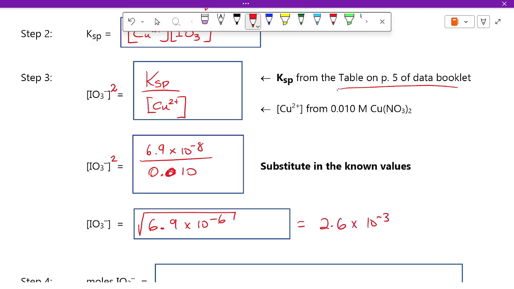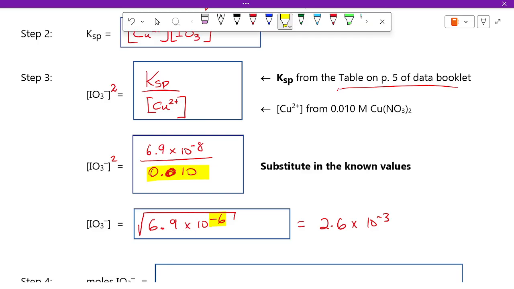Okay, let's see. 6.9 times 10 to the negative 6. Whoops. It's because we divided by 0.01. So we get a negative 6. Yeah? Okay, so 6.9 e negative 6 square root.